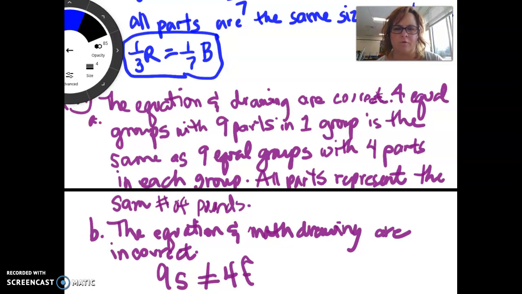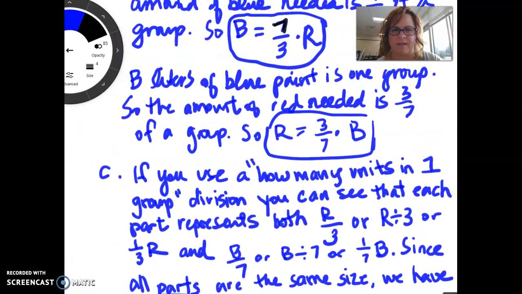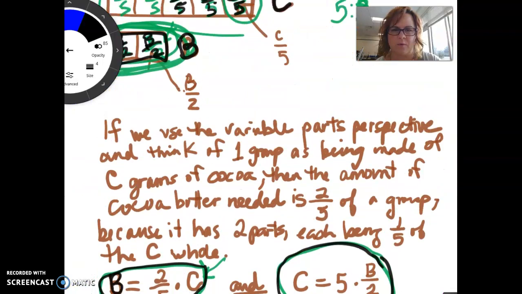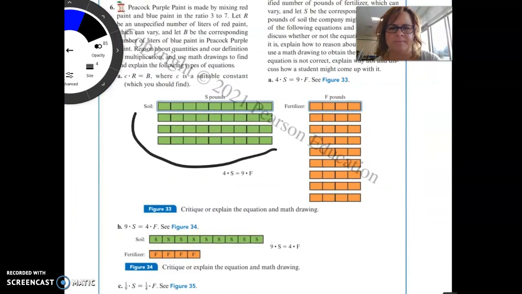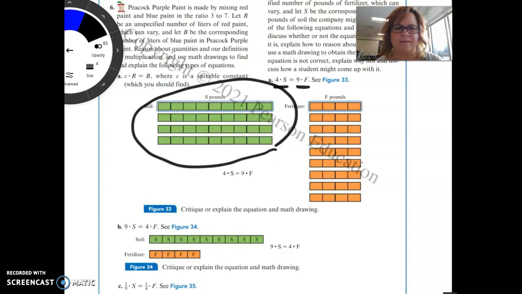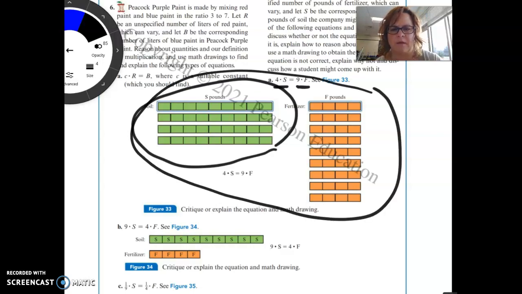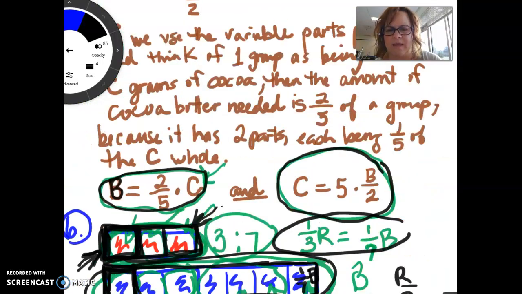That's because 4 equal groups with 9 parts in one group is the same as 9 equal groups with 4 parts in each group. And that should be a nice review of our definition of multiplication. And then, of course, all parts represent the same number of pounds. So if we go back to that, essentially what we have is this diagram sort of flipped on its side. And we can see that 4 groups of S is going to be the same as 9 groups of F in this diagram. Let's take a look at part B.